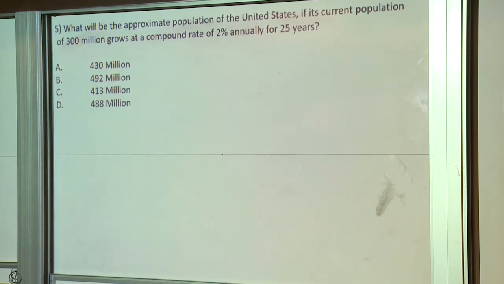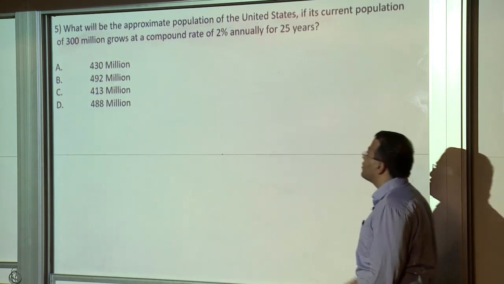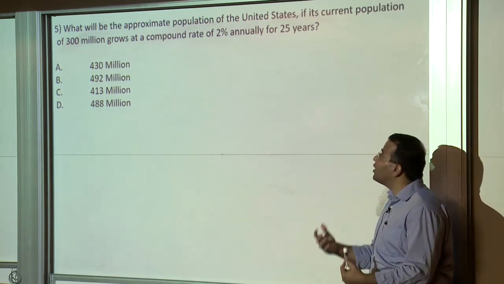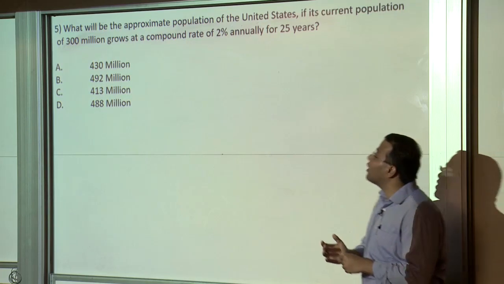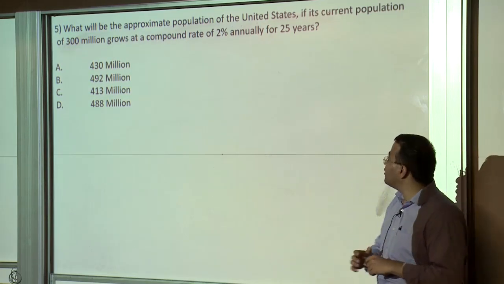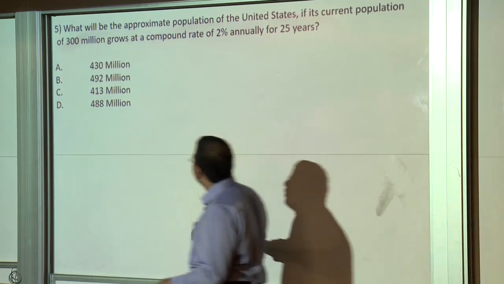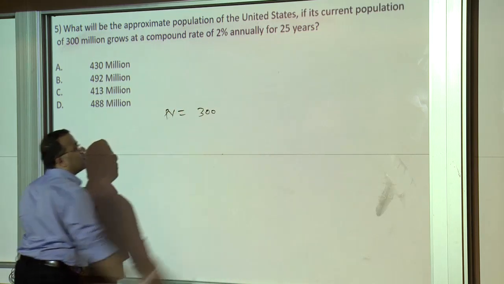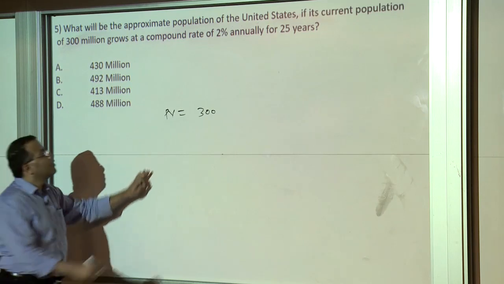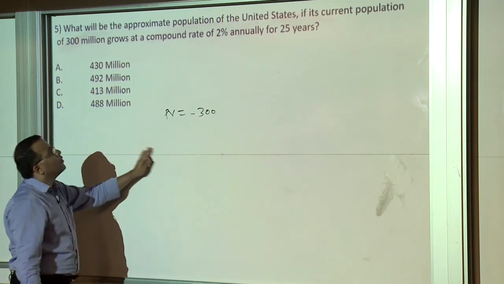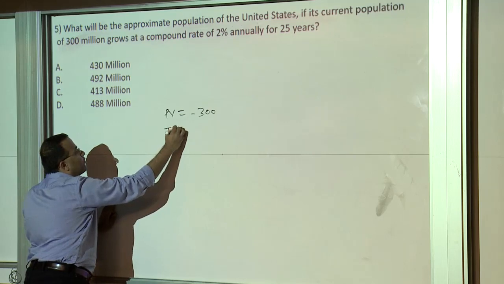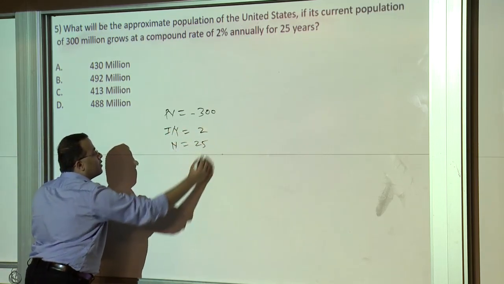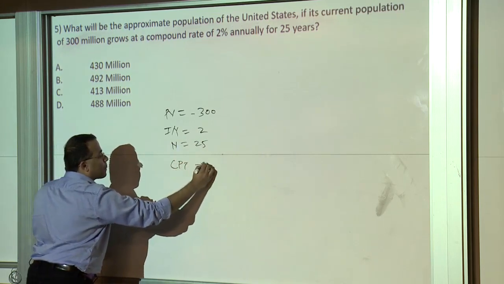Moving on. So this is a very simple, straightforward question. What will be the approximate population of the United States if its current population of 300 million grows at a compound rate of 2% annually for 25 years? Extremely straightforward. So you have a present value of 300 million. I'm just going to call it 300. I'm not going to put in the million. Then you have an interest rate I/Y of 2%. You have N of 25 years. And you just compute the FV.